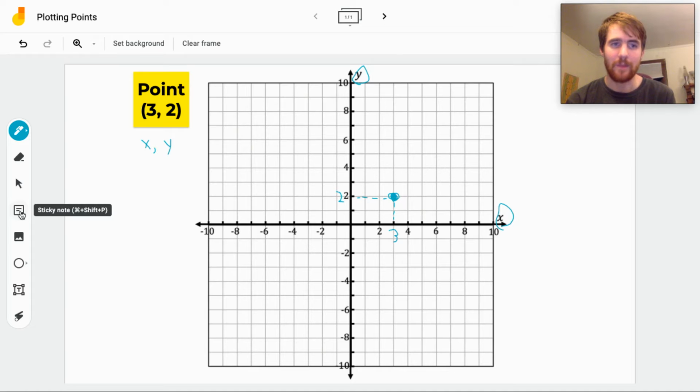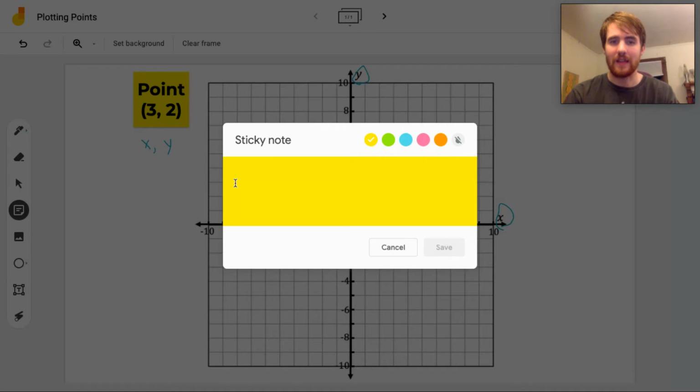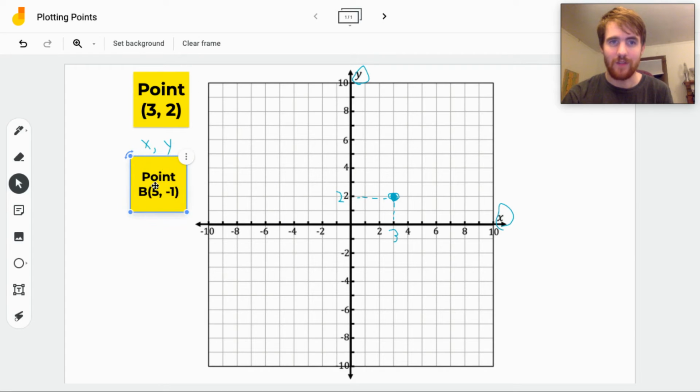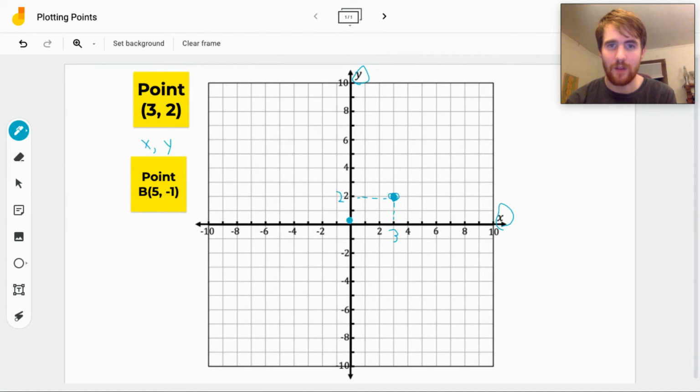Let's take another point. Let's do, I don't know, let's say, we'll call this point B, and it will be 5, -1. So here we've got 5, -1. We're following the same pattern. We're counting over 5. So 1, 2, 3, 4, 5. We always go side to side first because that's the x-axis. This time it's a -1, so instead of going up, we're going to go down, and we're going to end up at this point right here. This will be point B.